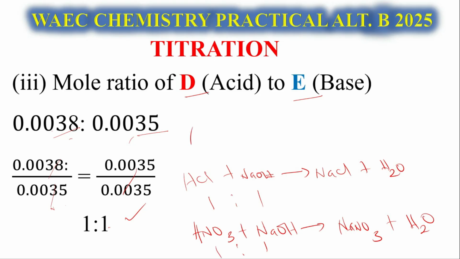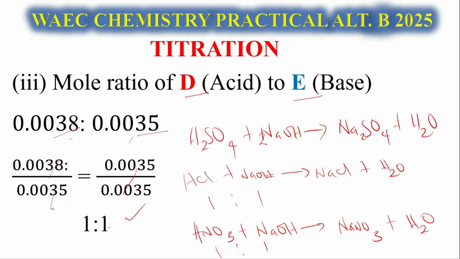But if you use H2SO4 plus NaOH to produce Na2SO4 plus H2O, it won't work. The balanced equation is giving us 1:2, so this acid cannot work for this. So the two acids that probably work for the mole ratio, if you have to suggest an acid, are the mineral acids HCl or HNO3, because they gave you 1:1. And the basicity is also 1. That's monobasic.